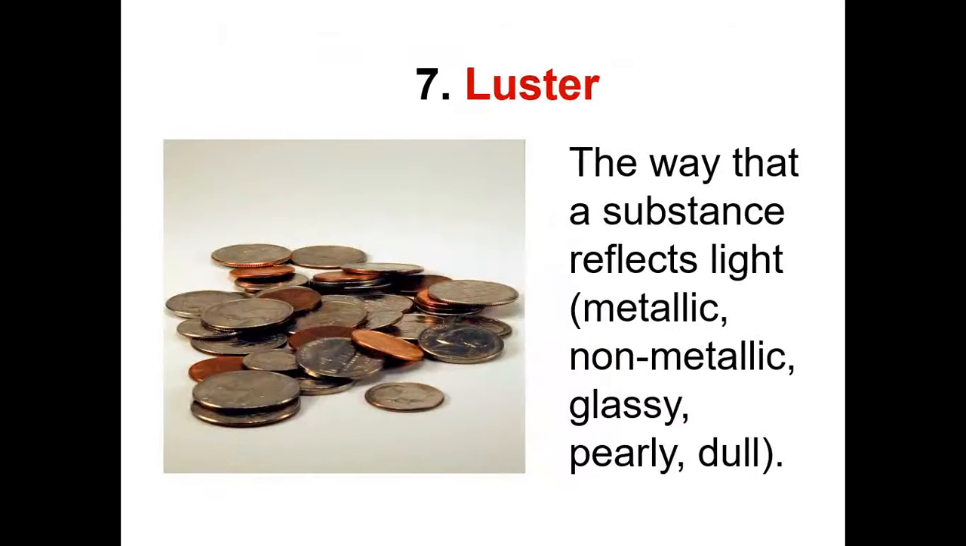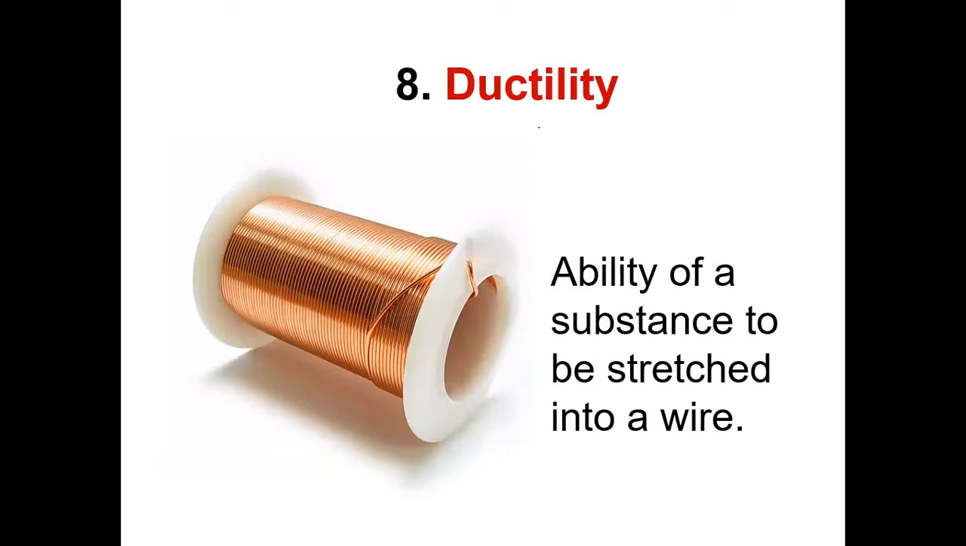Then number 7 is the luster. We took it also before. Luster means the way the substance reflects light. Some lusters are metallic, some of them are non-metallic, some are glassy, some pearly, and some of them are dull. Number 8 is the ductility. The ductility is the ability of the substance to stretch into wires or to coil. So this is another physical property.